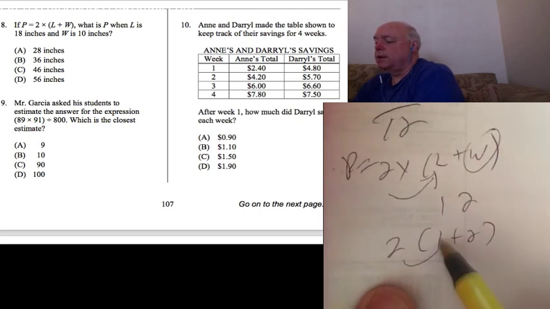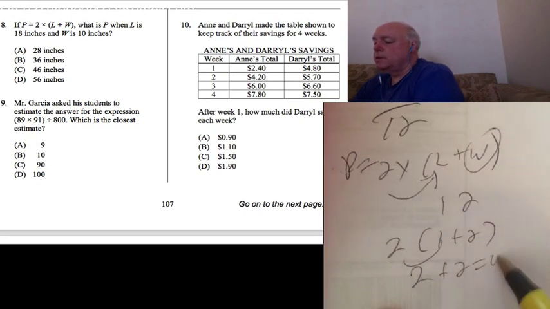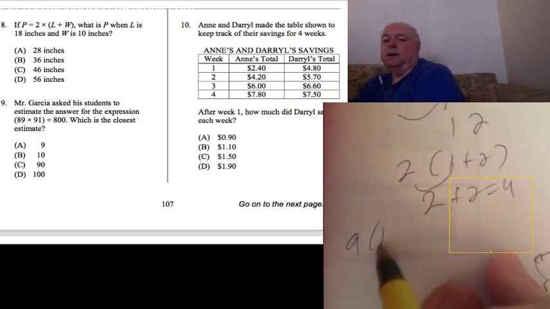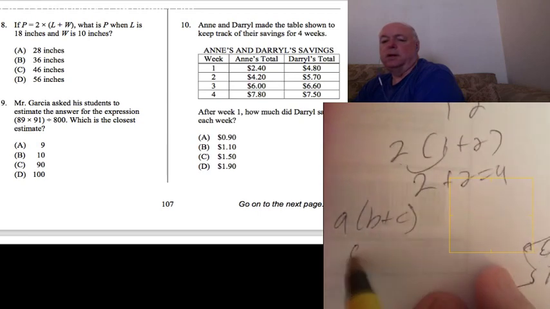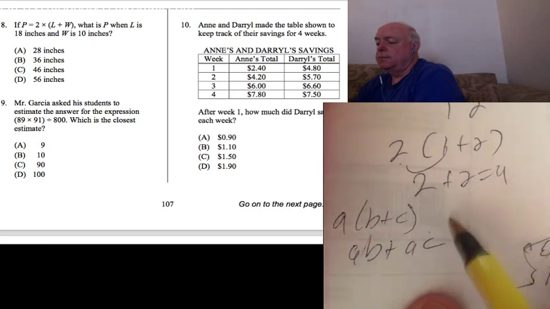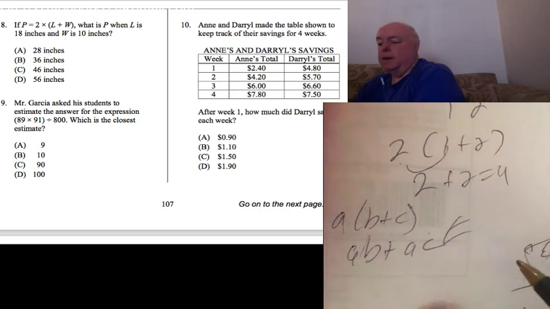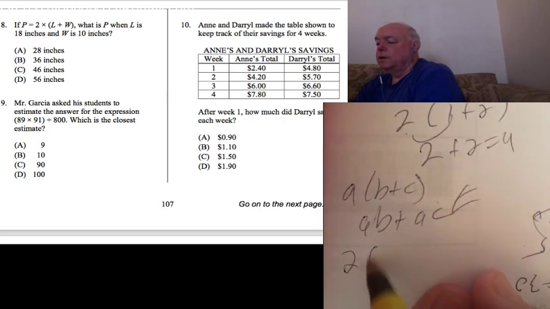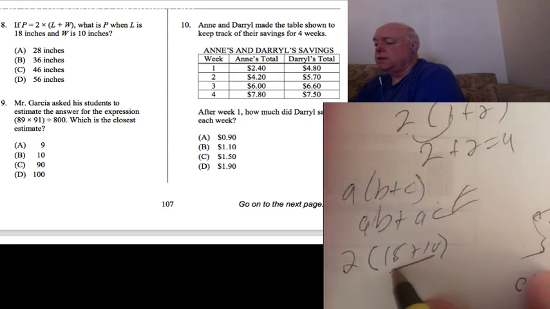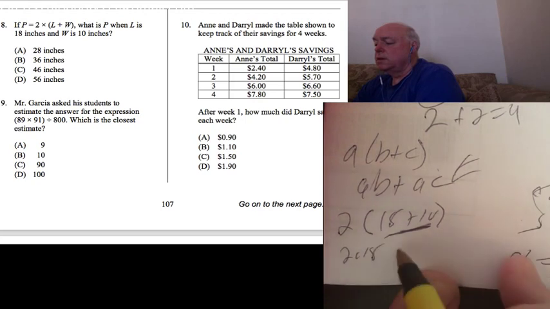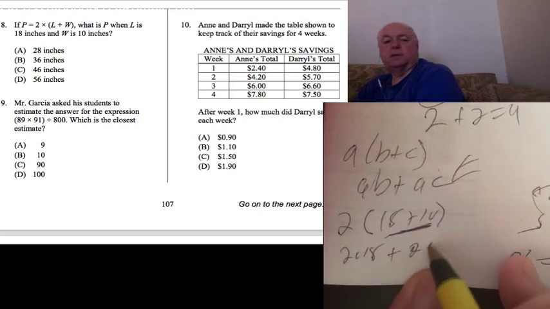This is distributive property. We have A times (B plus C) equals A times B plus A times C, right? This is something you guys should well know already. So we have 2 times (18 plus 10). Let me just do the distributive first. We have 2 times 18 plus 2 times 10. We get 36 plus 20 equals 46.